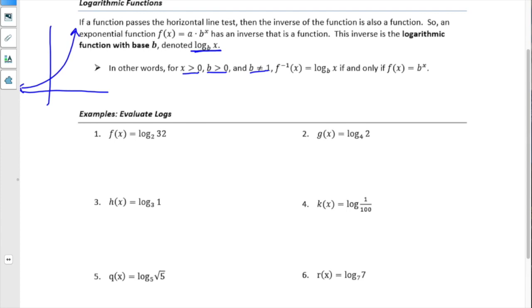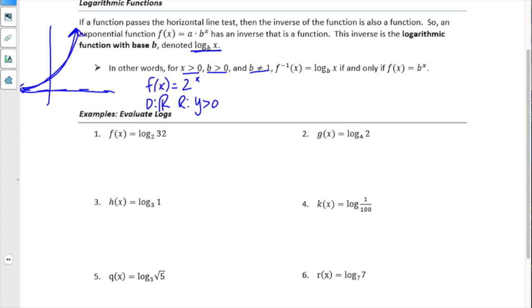I'm going to do a quick little example with 2 of these. I'm going to let f of x equal 2 to the x power, and then I'm ultimately going to do the inverse of that. But first, what is the domain of this? Exponential functions have a domain of all real numbers, and the range is that y has to be greater than 0, because remember that we got that horizontal asymptote right there.